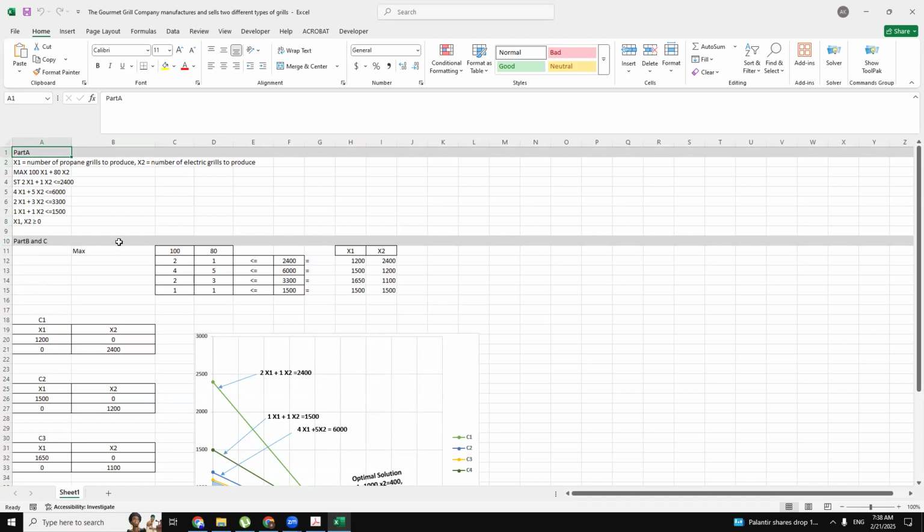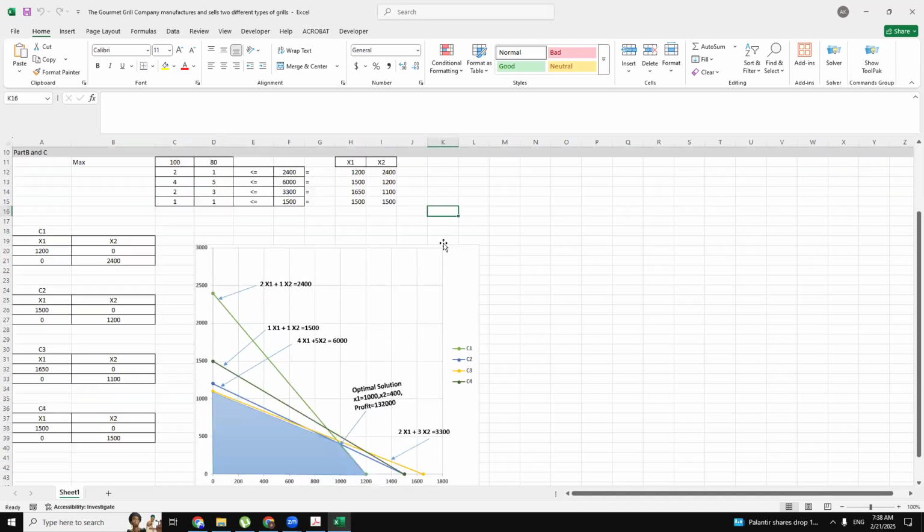For part B, these are all the tabular constants that I've taken from the question, and then there are some calculations over them for x1 and x2. After that, this one is the graph that I created in Excel.